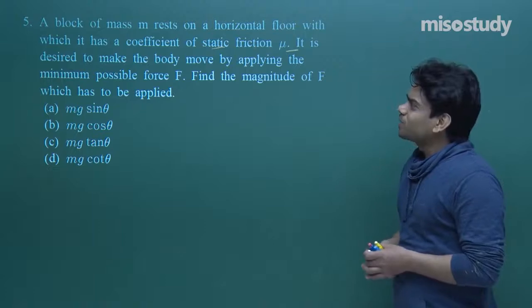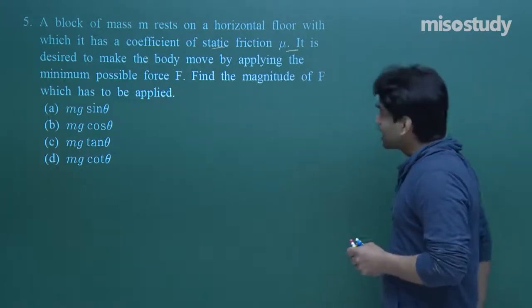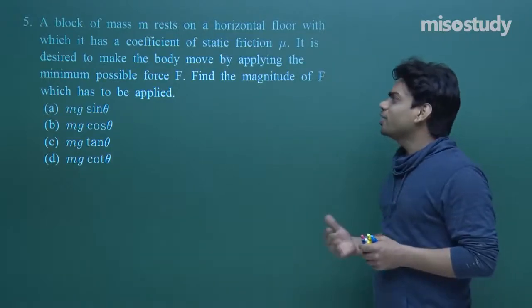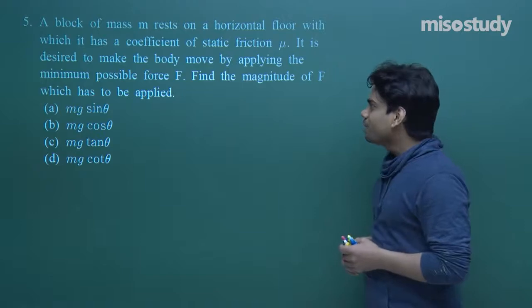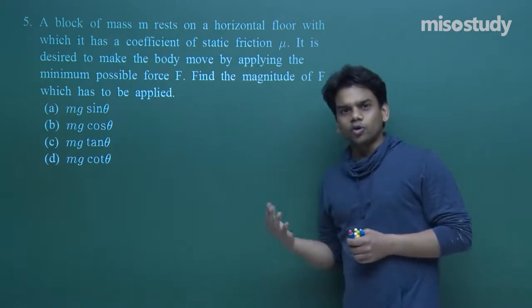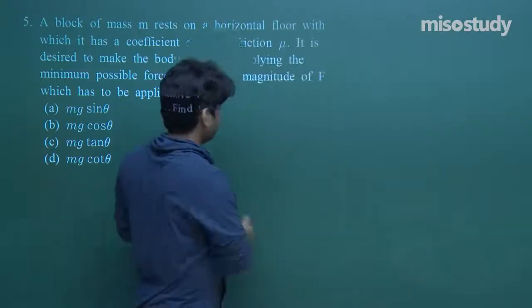A block of mass small m rests on a horizontal floor with which it has a coefficient of static friction mu. It is desired to make the body move by applying the minimum possible force capital F. Find the magnitude of F which has to be applied. Now before I solve this question, I want you all to draw the diagram, and you just try it on your own, and then I'll be proceeding with the actual answer.